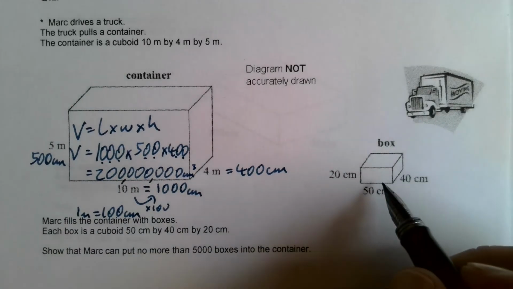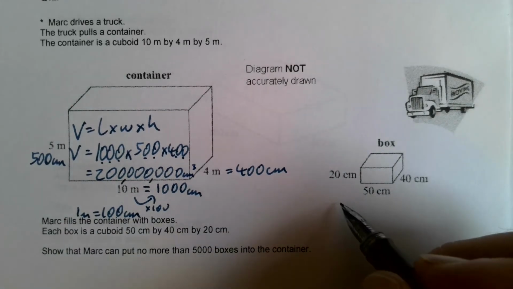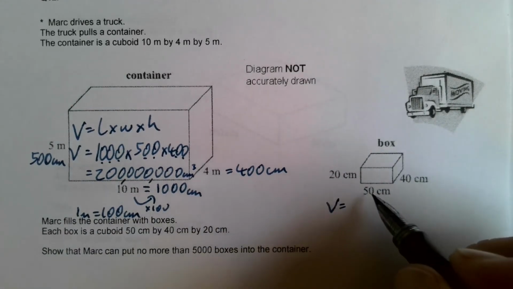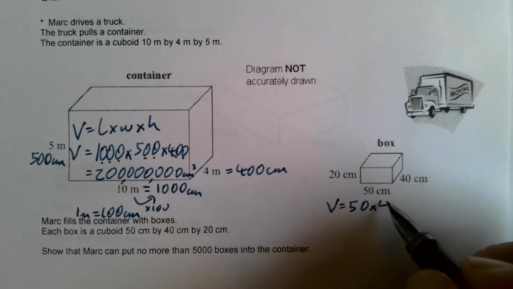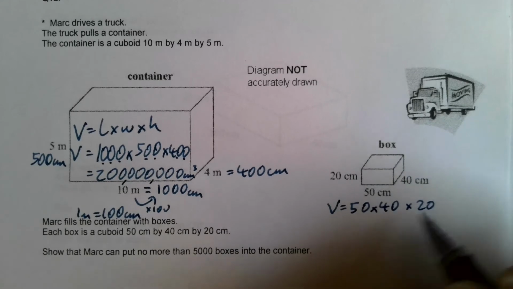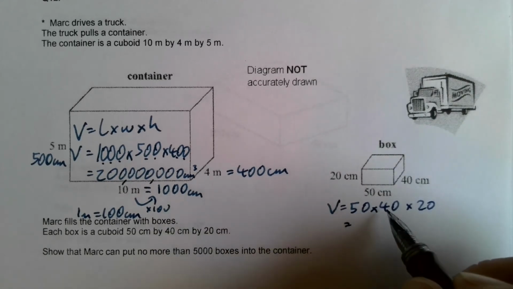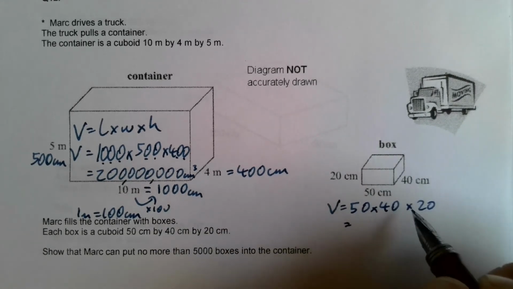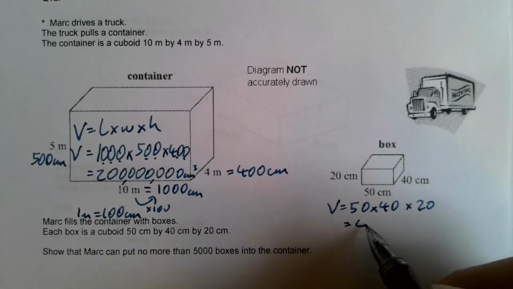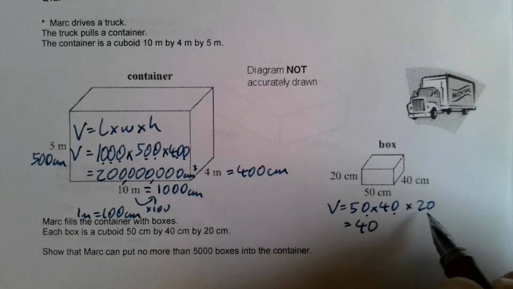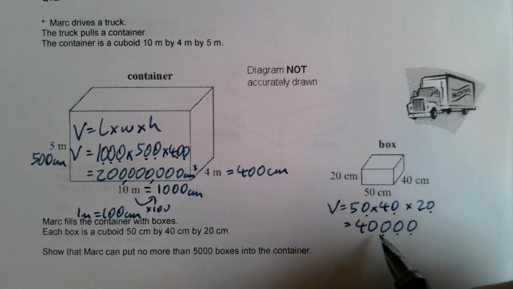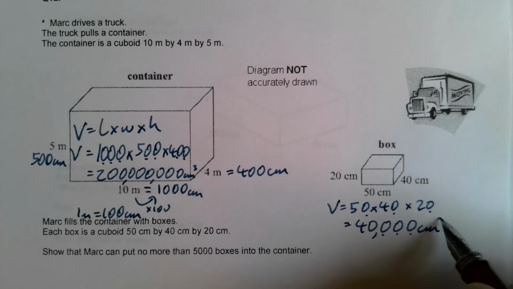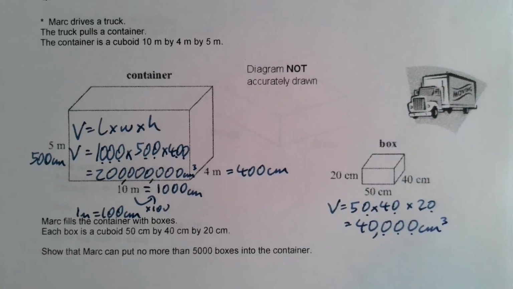And then we need to work out the volume of the box. So the volume of the box is going to be length times width times height again, 50 times 40 times 20. So that's going to be 5 times 4 is 20, times 2 is 40, and then the 3 zeros to put there, there and there, and that makes 40,000 cubic centimetres.